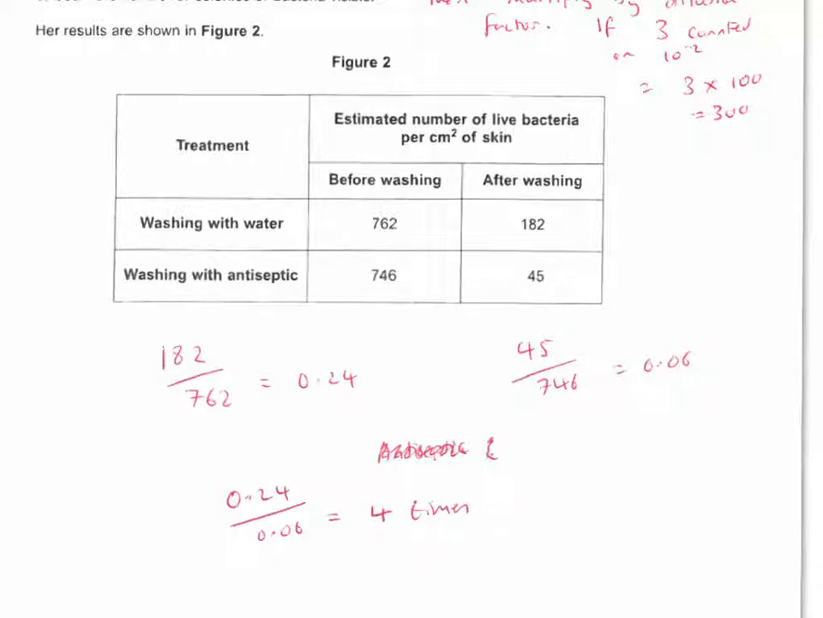The second question asks why colonies were counted, not using a microscope or directly counting the number of live bacteria. First of all, if you were going to do that, you'd have to use a microscope. You can't see them with the naked eye. If you were looking down a microscope, you'd be able to see bacterial cells, providing you had a high enough magnification, because bacterial cells are very small.